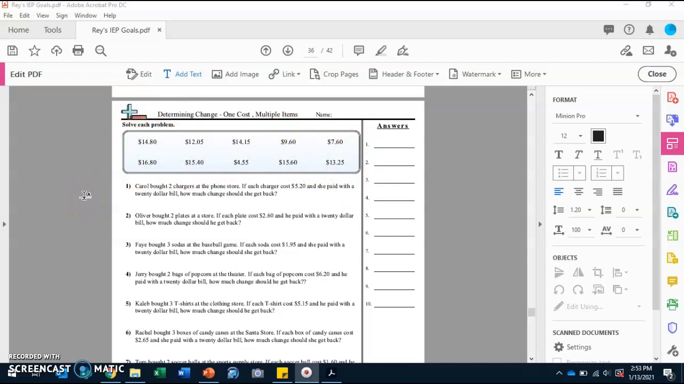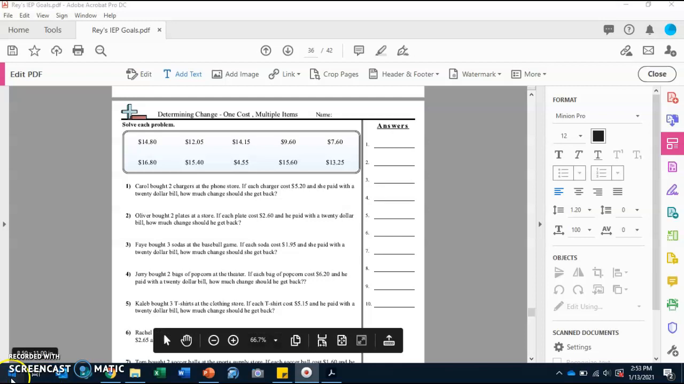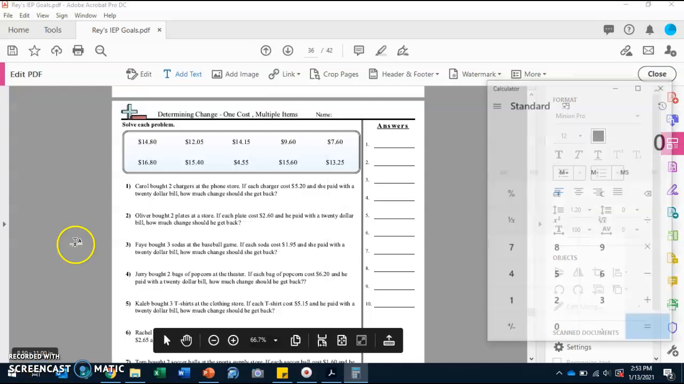So for question number one, Ray, it says, Carol bought 2 chargers at the phone store. If each charger costs $5.20 and she paid with a $20 bill, how much change should she get back? So we're talking about change here. They want to know how much change she will be getting back. So we will be using our calculator.